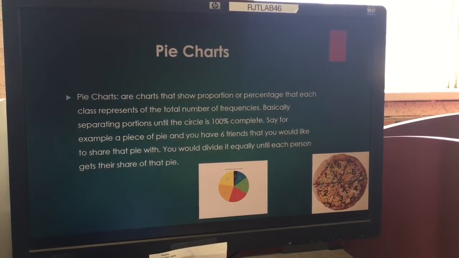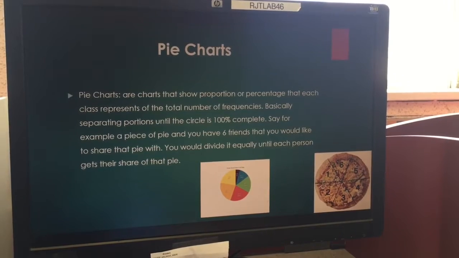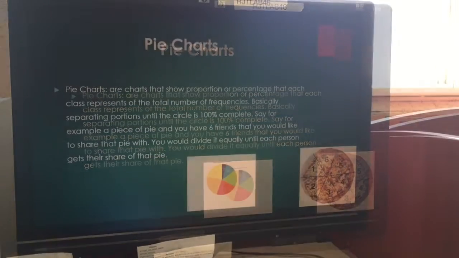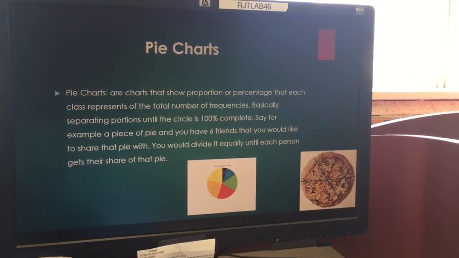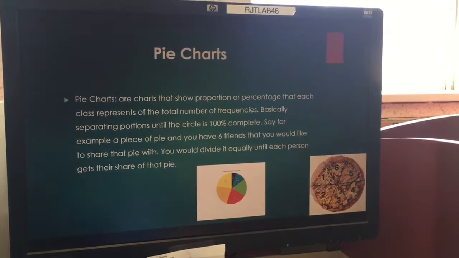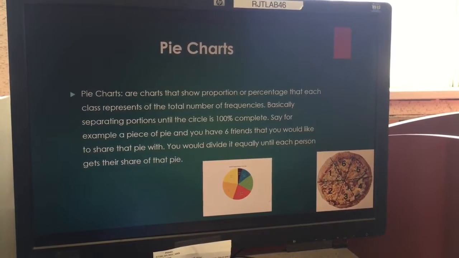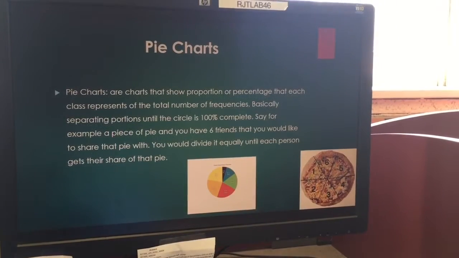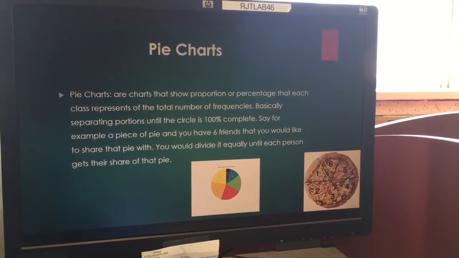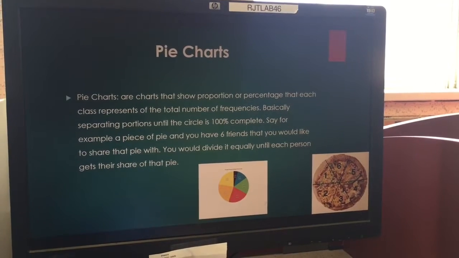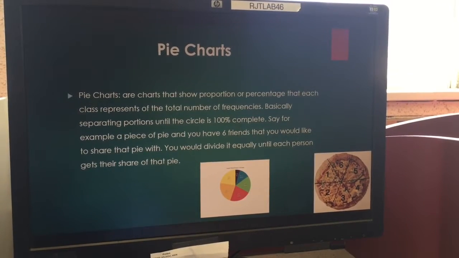So the next thing we're going to be moving on to are pie charts that show the proportion or percentage that each class represents of the total number of frequencies, basically separating portions until the circle is 100% complete. So say, for example, that you have a piece of pie and you have 6 friends that you would like to share that piece of pie with. Each friend gets an equal amount of slice, which is 1 slice. To separate that into 100%, you would divide it equally until each person gets a share of that pie.